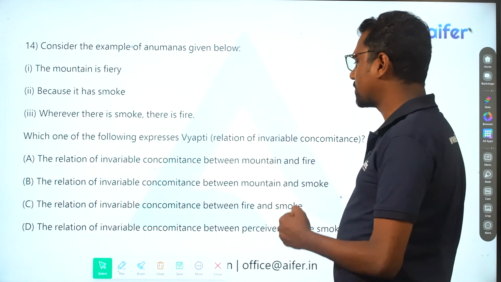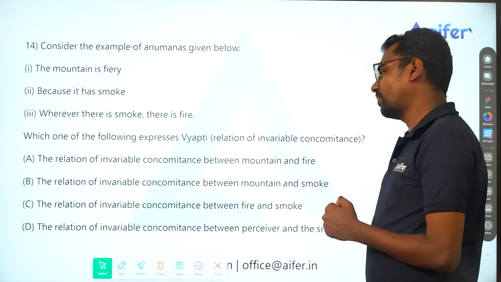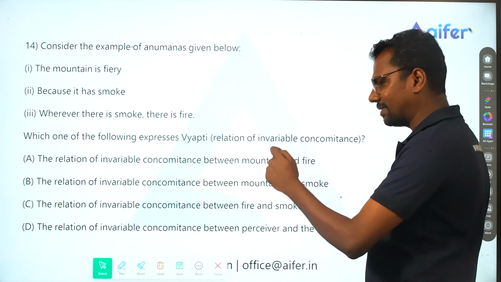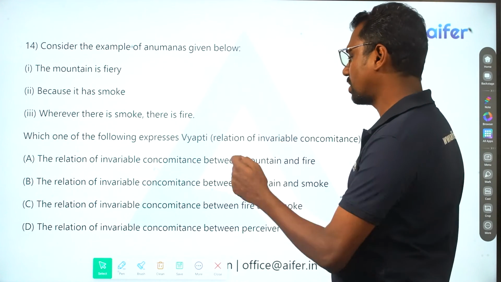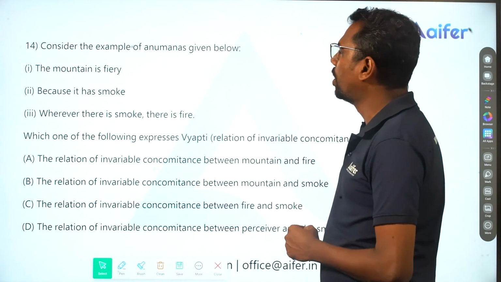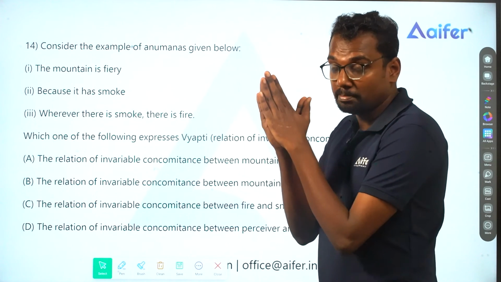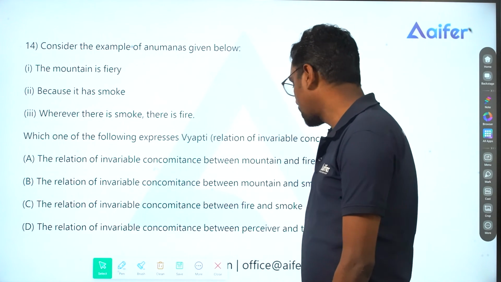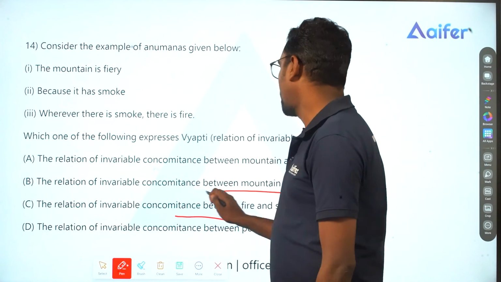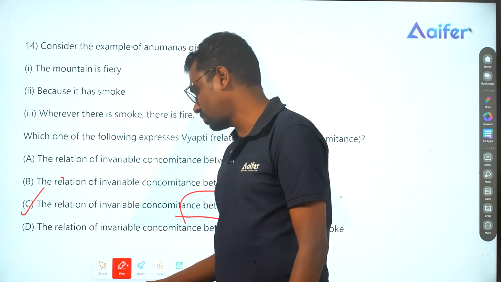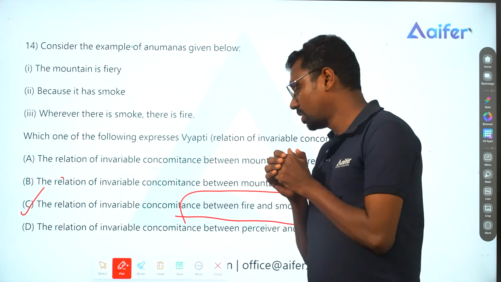Which one of the following expresses Vyapti, the relation of invariable concomitance? The options are the relation of invariable concomitance between mountain and fire, between mountain and smoke, between fire and smoke, and between perceiver and smoke. Here we have the relation of invariable concomitance between the major term and the middle term, that is, between fire and smoke. So we have option C. We have already discussed that: when it comes to Upanaya, there should be a relation of invariable concomitance between fire and smoke.